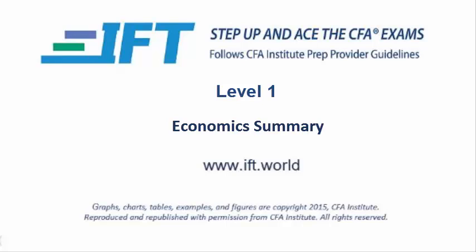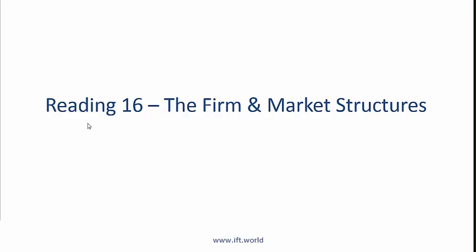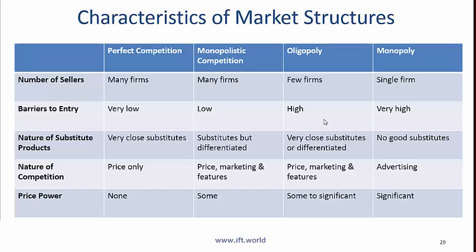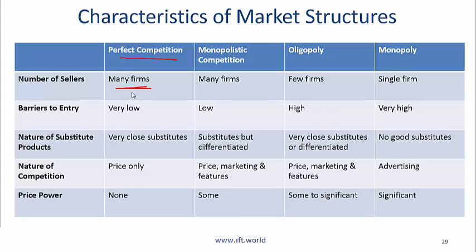This video is a summary of the reading on the firm and market structures. This is a summary that you must know. With perfect competition, we have many firms, barriers to entry very low, nature of substitutes, all the products sold are very close substitutes, competition is on the basis of price, and no player really has pricing power.